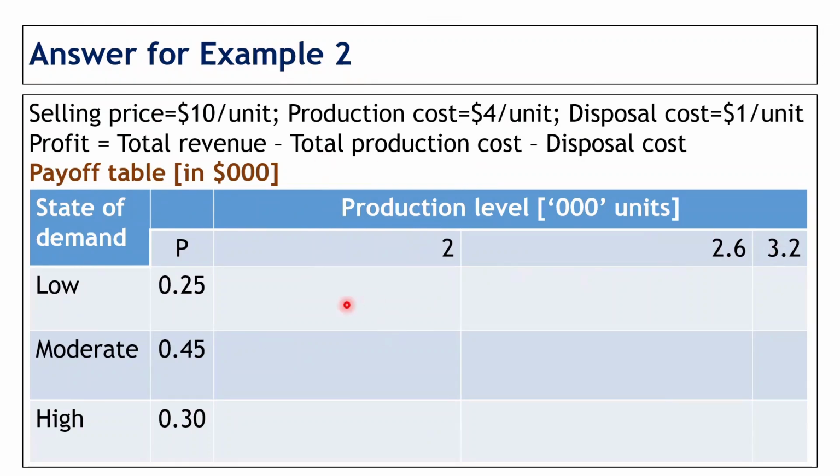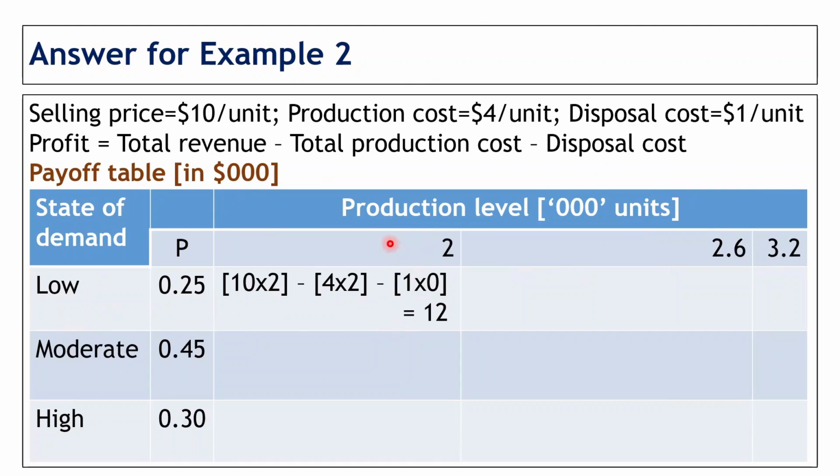In the first cell, production quantity 2,000 units. Demand is low, which means demand quantity is also 2,000 units. All the units produced will be sold. There will be no unsold units, no disposal cost. Using the above formula, we'll get a profit of $12,000.